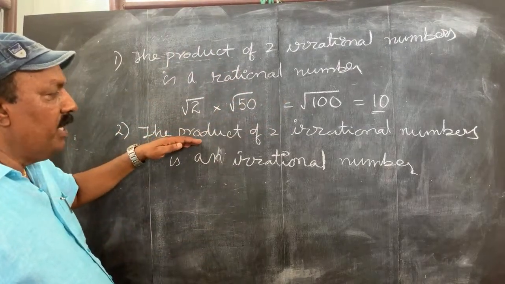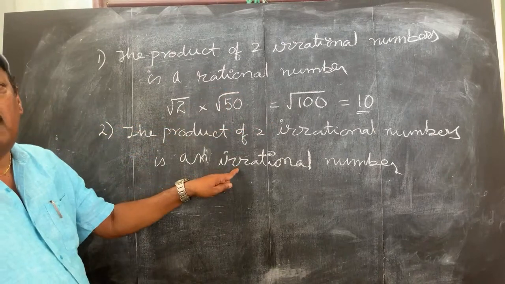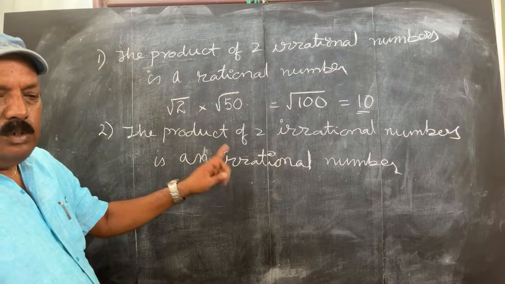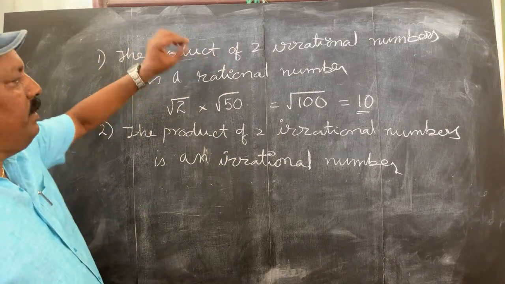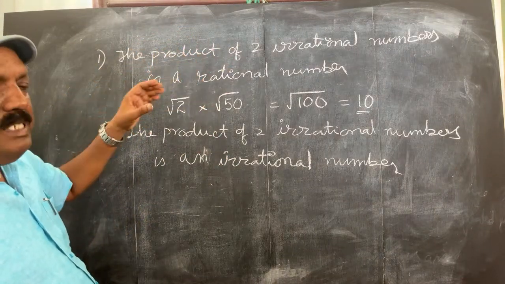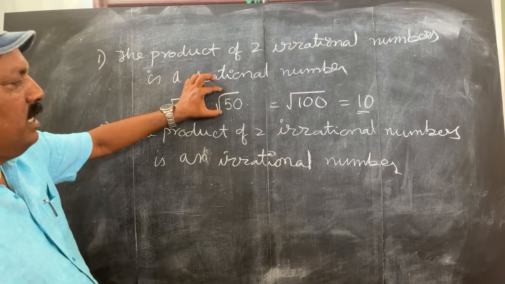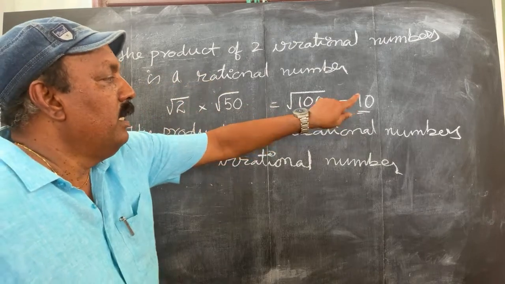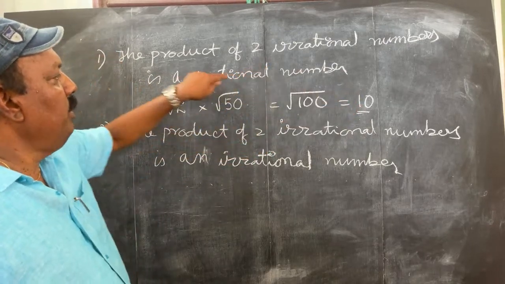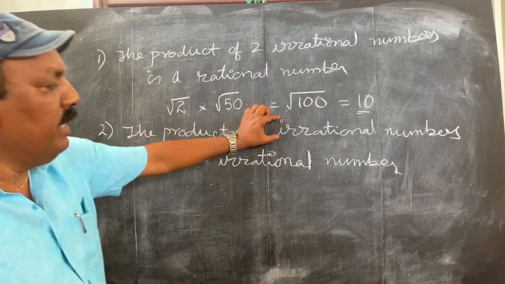But in the second case you see, when I am multiplying the two irrational numbers, again I am getting an irrational number. Don't confuse this one. When I multiply two irrational numbers, one rational number we are getting. So according to the conditions, root 2 is an irrational number, root 50 is an irrational number, and the product is root 100, which is nothing but 10. 10 is a rational number. So this is proved.